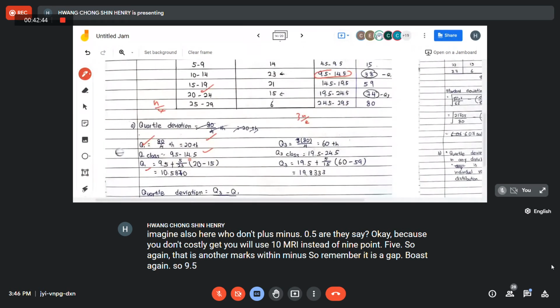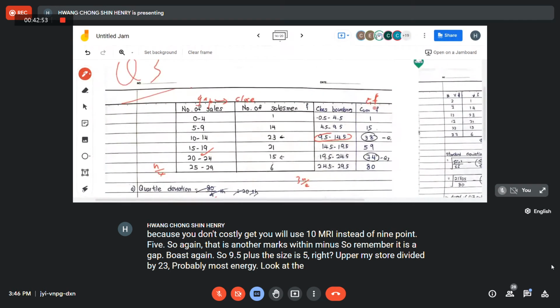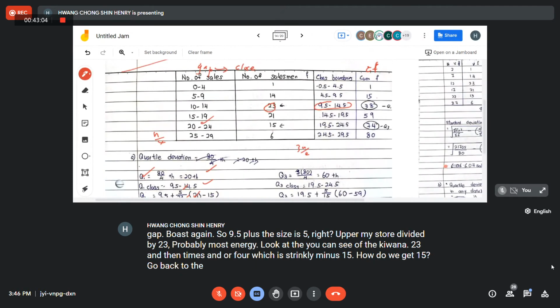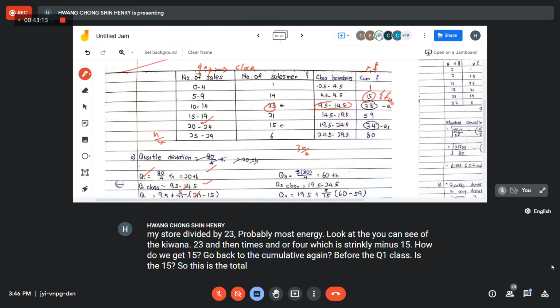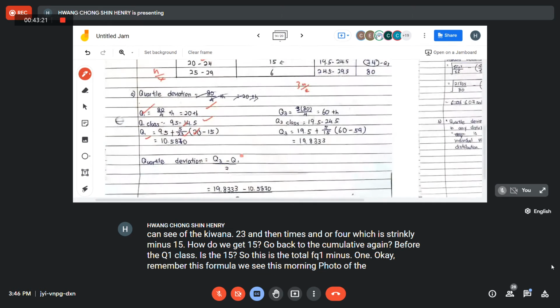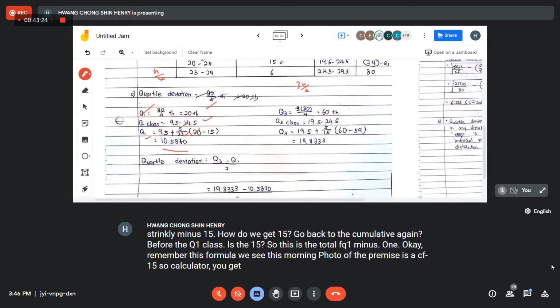So 9.5 plus the size is 5, right? Upper minus lower, divided by 23. How we know it's 23? Look at the frequency of the Q1 class, 23, and then times n/4, which is 20, minus 15. How do we get 15? Go back to the cumulative again. Before the Q1 class is the 15. So this is the total F before Q1. Okay, remember this formula, we saw this morning. Total of the, that means it's the CF, 15. So with the calculator, you get 10.58.